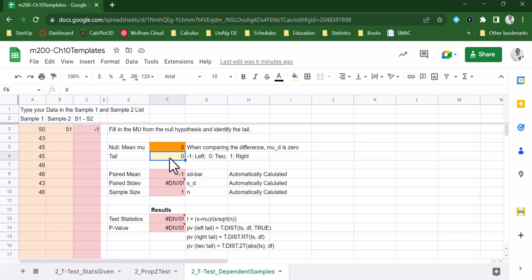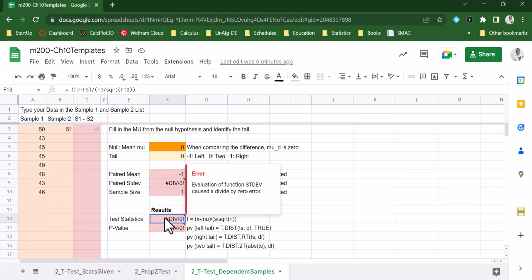If it's pointing to the left, we're left tail. Pointing to the right, it's right tail. And if it's a not equal to, we would be at 0. And then our test statistic and our p-value will automatically be calculated.